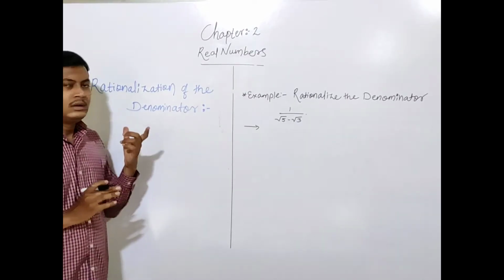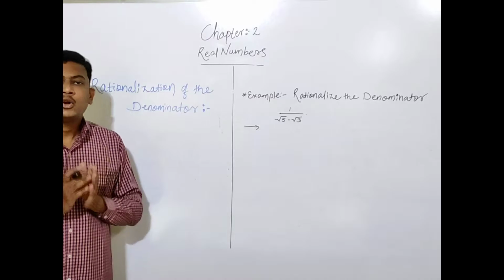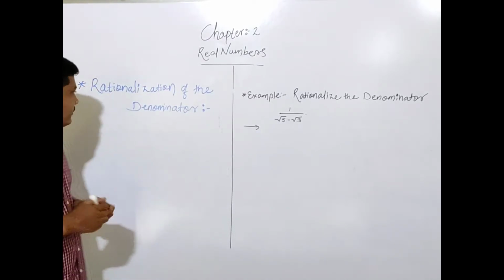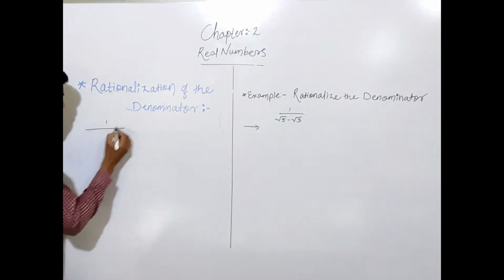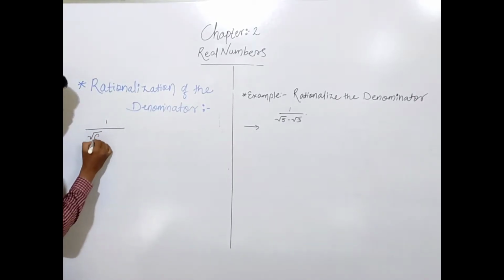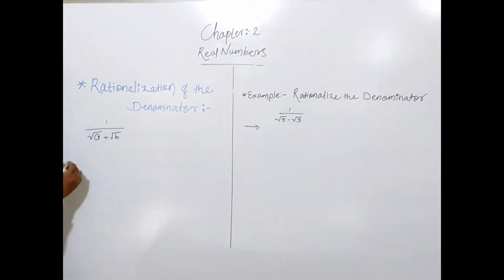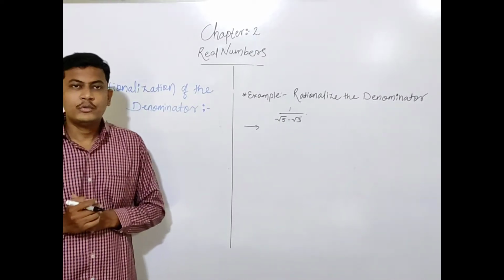If the denominator is of the form binomial quadratic surd, what do we have to do? First of all, we will see with the help of an example. Let root of a plus root of b. We have to simplify this example. So what do we have to do?